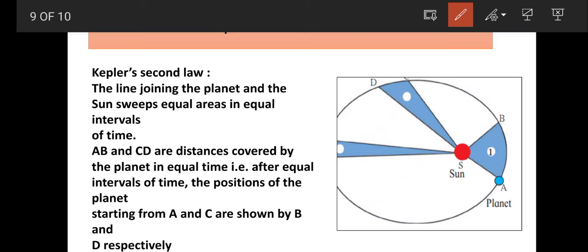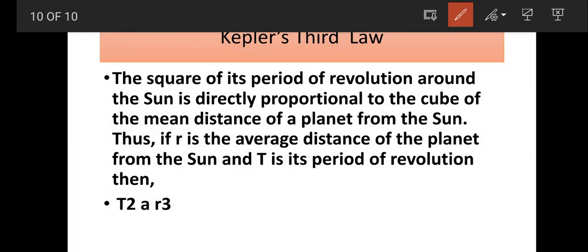And now the last law, Kepler's third law, which is a very important law regarding the examination. The square of its period of revolution around the sun is directly proportional to the cube of the mean distance of the planet. Means what? Whenever a planet is revolving around the sun, the square of the time that the planet takes is always proportional to the cube of the distance. Here r is the average distance of the planet from the sun.